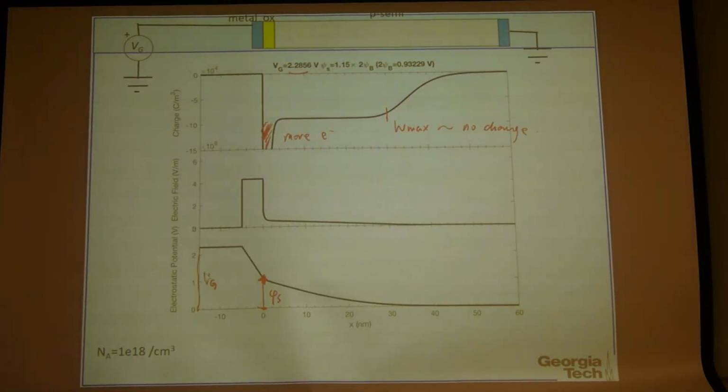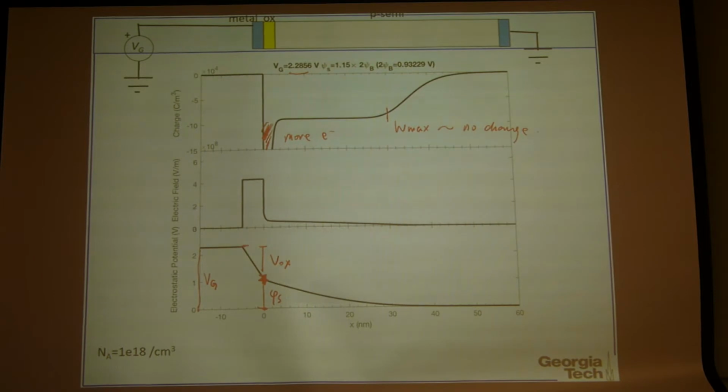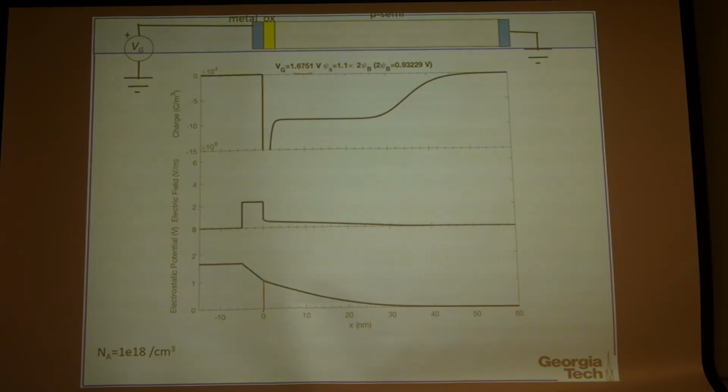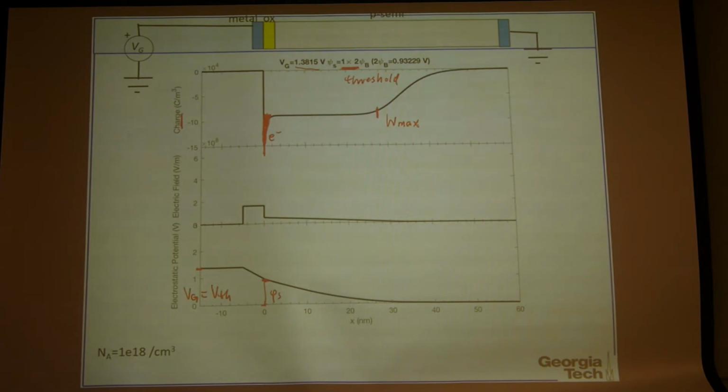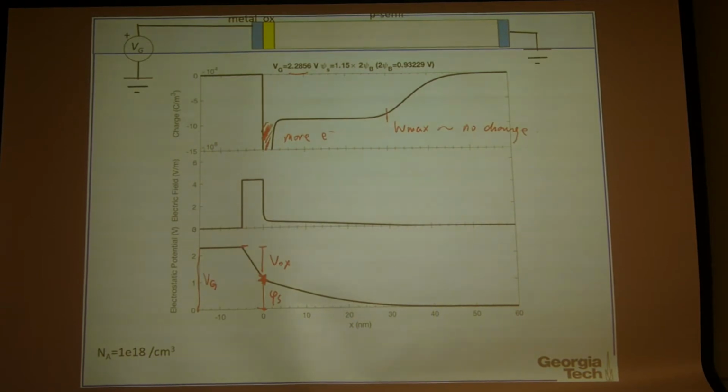After the inversion, most of the gate voltage drop is across the oxide. So this VOX is increasing compared to the threshold. Here you see, at threshold the VOX is just this part, and now with further increase of the gate voltage VG, the phi s does not change too much. So all the increase of the gate voltage is reflected as the increase of the gate oxide voltage.